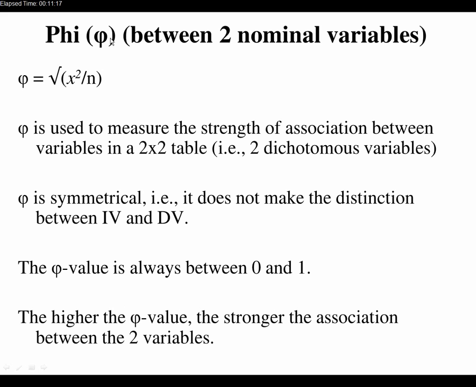Okay, let's just talk really quickly about phi. It is used between two nominal variables. Phi equals the square root of chi-squared divided by n. And it's used to measure the strength of association between variables in a 2x2 table. Okay, that is two dichotomous variables. Phi is symmetrical. That is, it does not make the distinction between the independent variable and the dependent variable. The phi value is always going to be between 0 and 1. And the higher the phi value, the stronger the association between the two variables. And that's the thing to remember right there.